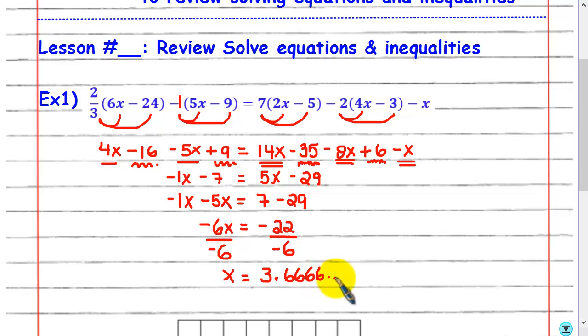3.66666, etc. Right? So for the purpose of this class, what we're going to do is round our answer to the nearest tenth. Okay? So in other words, we want to make sure that we have one digit after the decimal point. So that will be the tenths place. So if I was to round this to the nearest tenth, this would become 3.7. Basically, the reason why is because the number to the right of it is 6.